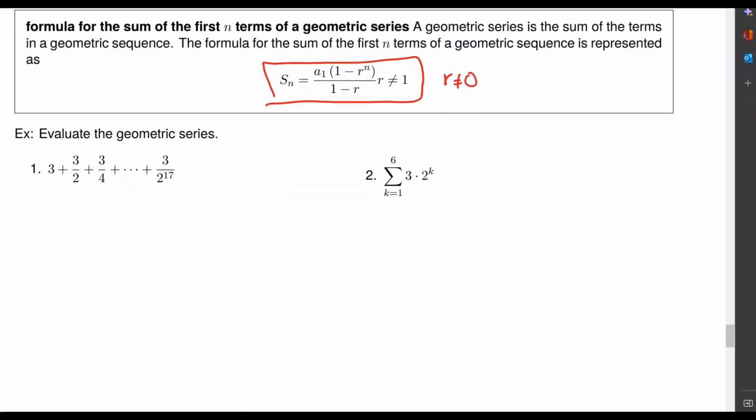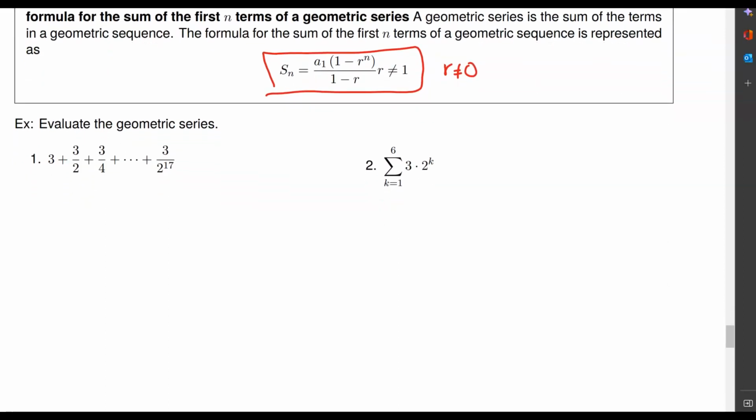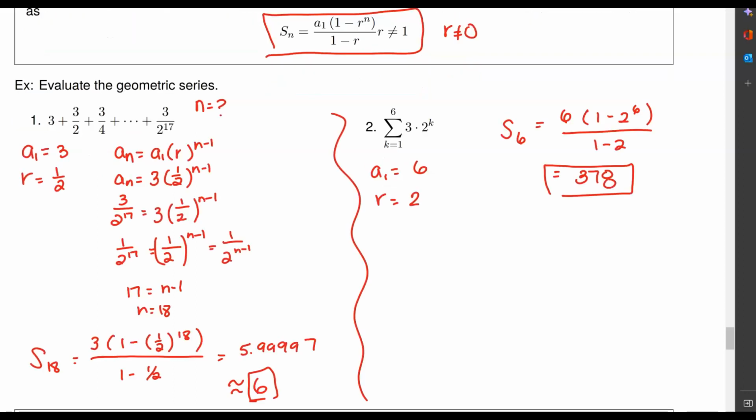So let's evaluate the geometric series. So we want to go ahead and sum these up. So take a moment to try these two. All right, let's go over the first one. For the first one, we have our initial value, our first term is going to be 3. Our rate is 1/2. I wrote out the general form here because it's not clear what is our nth term.